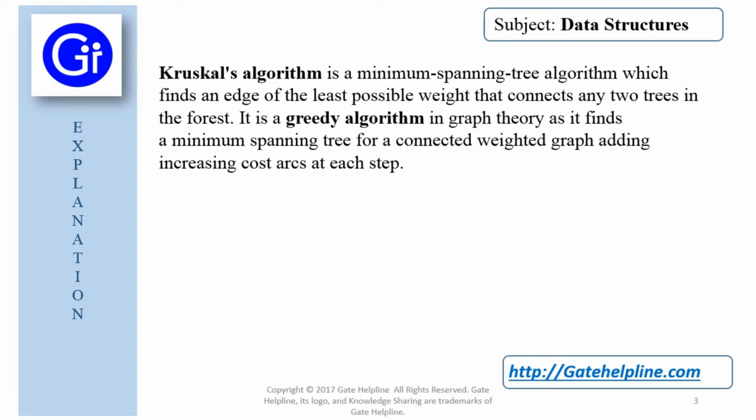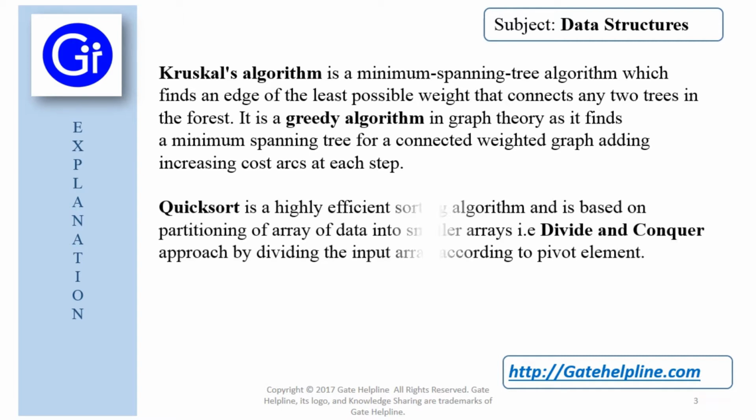Kruskal algorithm is a minimum spanning tree algorithm which finds an edge of the least possible weight that connects any two trees in the forest. It is a greedy algorithm in graph theory as it finds a minimum spanning tree for a connected weighted graph, adding increasing cost arcs at each step.